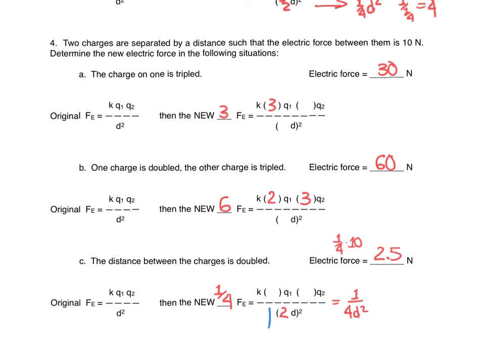So if I increase the distance here, the electric force is going to decrease and do the opposite because it's an inverse relationship between force and distance, okay? And force and distance squared. So I have to do 2 squared and get 4, and that new force will be 1/4 as much.